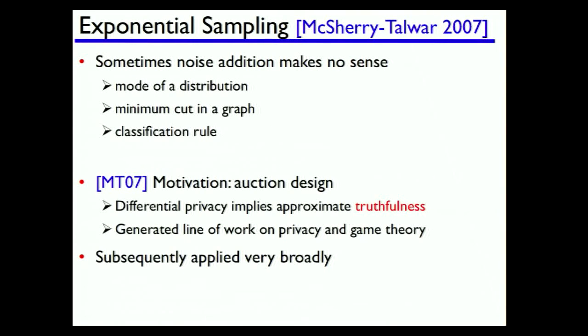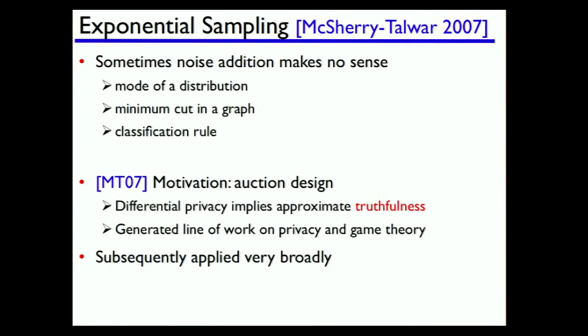Okay, so for example, suppose what I'm trying to release is the mode of a distribution on a discrete data set, right? So what does it mean? I want to know, are more people voting Republican or Democrat? I can't add noise to Republican, right? It doesn't make sense. I could consider something complicated like the minimum cut in a graph. What does it mean to add noise to the description of a minimum cut? Or some classification rule given by like a decision tree or something like that. Again, it's hard to add noise to that. So their motivation was sort of this broad class of problems.